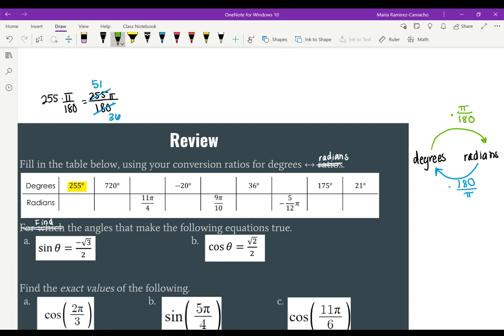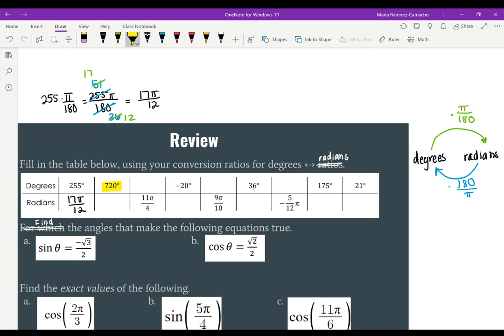We can keep reducing this because 51 and 36 are both divisible by 3. 3 goes into 51 17 times. 3 goes into 36 12 times. So this is 17 pi over 12. That's as reduced as we can get. So in my table here, 17 pi over 12.